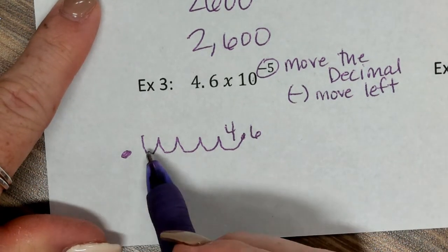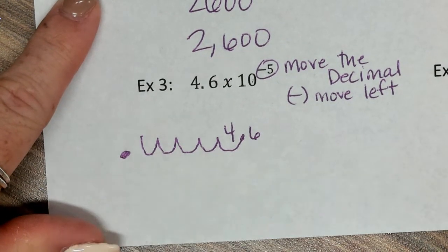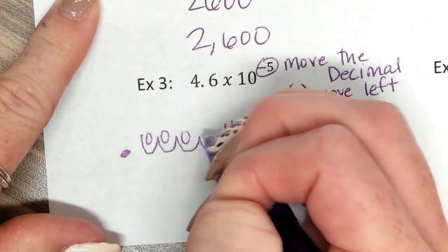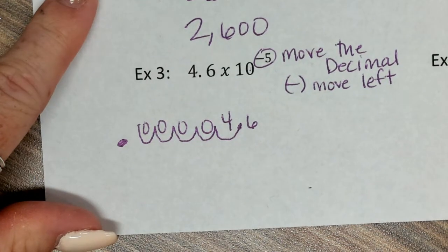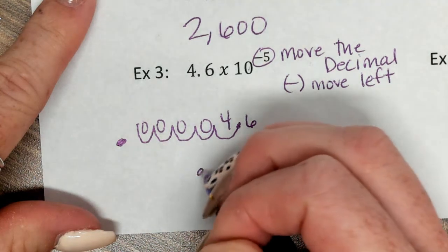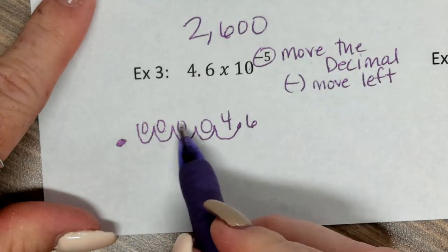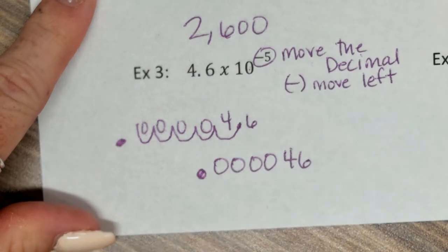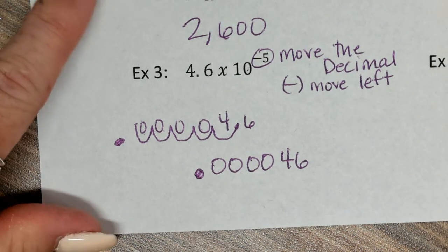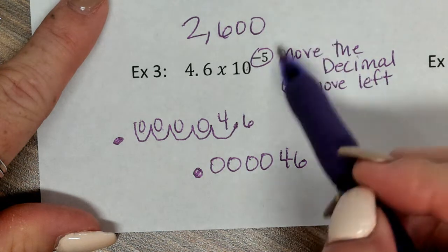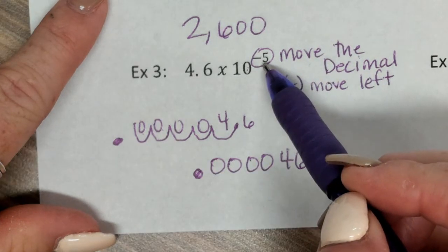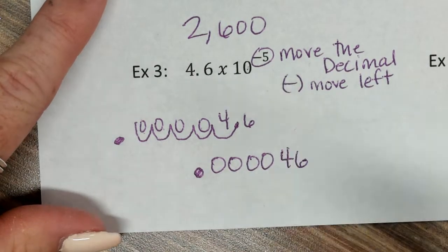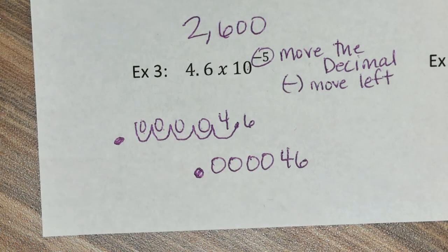So what do y'all think is going to go in these little baskets? Zeros. All right, so my new answer is a decimal with 1, 2, 3, 4 zeros, and then a 4 and a 6. Did this exponent mean to add 5 zeros? No. It means to move the decimal 5 times.